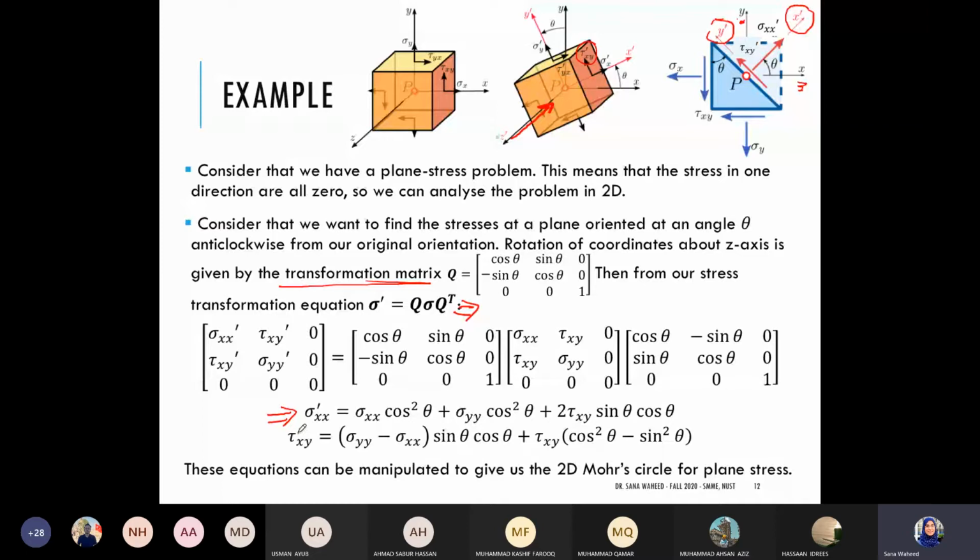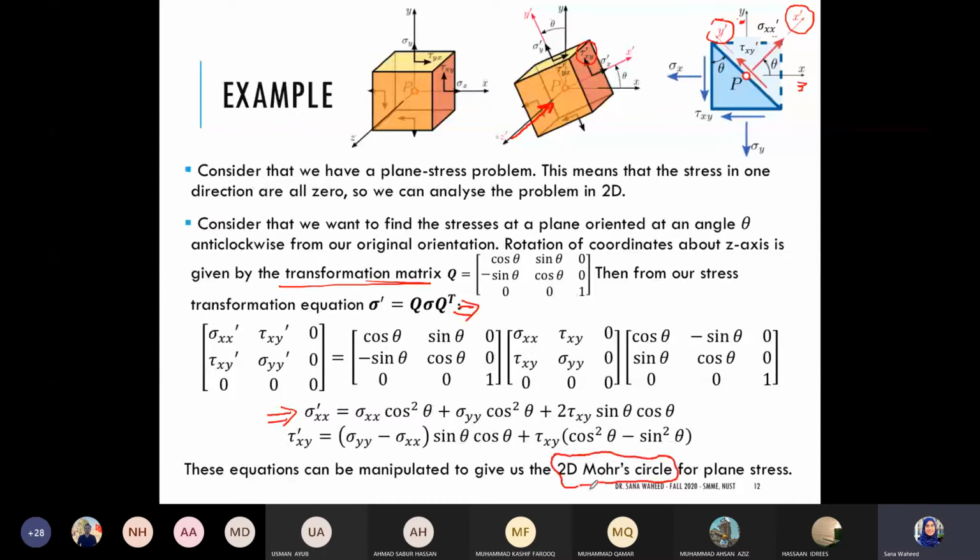Now I hope you can spot that you have seen this before. You have seen how we find stresses on a different cut orientation when we already know the stresses in the x and y directions. And how we used to do this at undergraduate level was by something known as the Mohr circle.